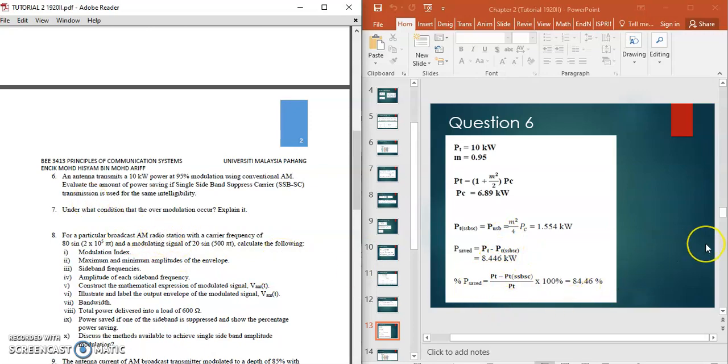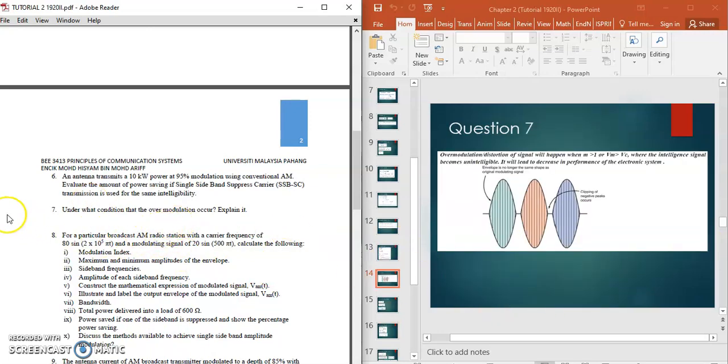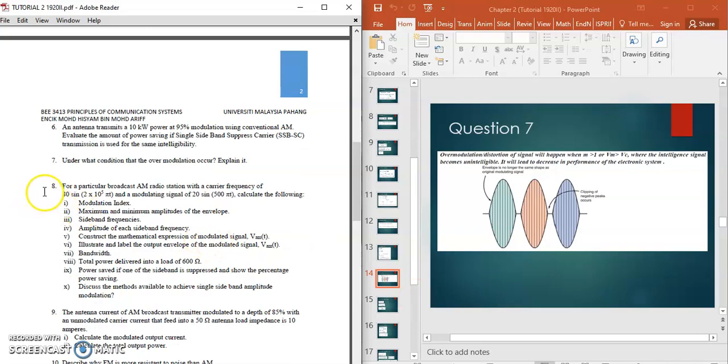Now we go to question 7. Question 7 is actually open-ended. If you find something new and so on, you can elaborate by yourself. Okay, now question number 8.